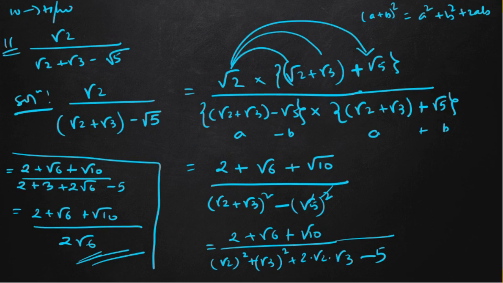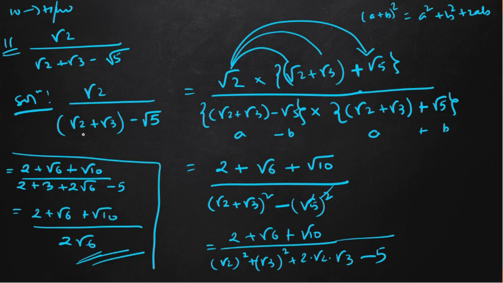Now you can see we have more than 2 terms in the denominator. If we have more than 2 terms in the denominator, you have to put a bracket which consists of 2 terms. Either you can put the bracket here and take root 2 plus root 3 as a single term, or we can take the bracket here also and take root 3 minus 5 as a single term. It's up to us what we want to do.